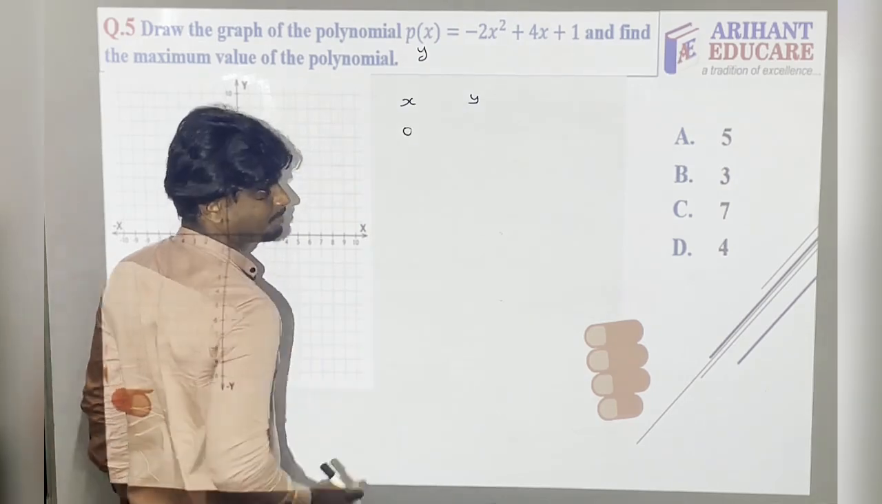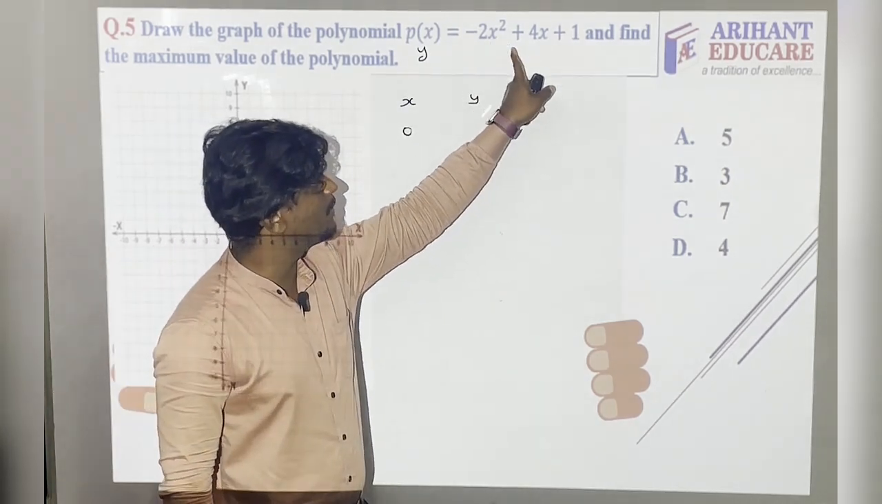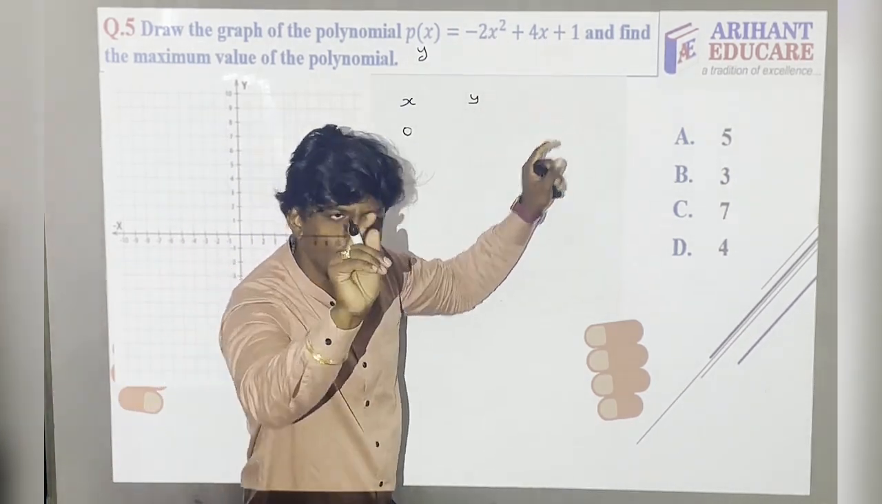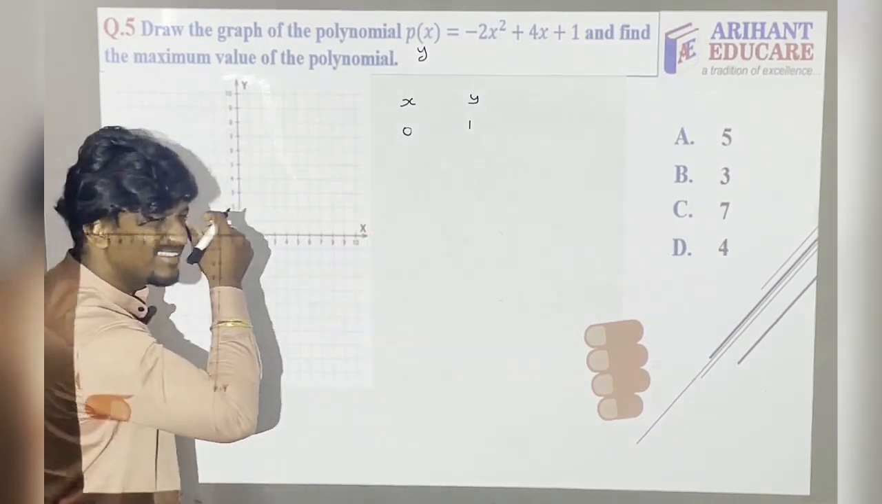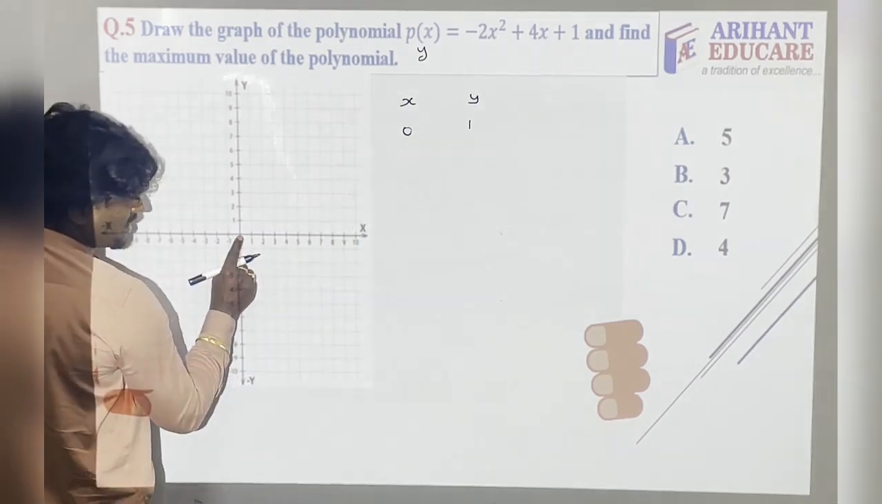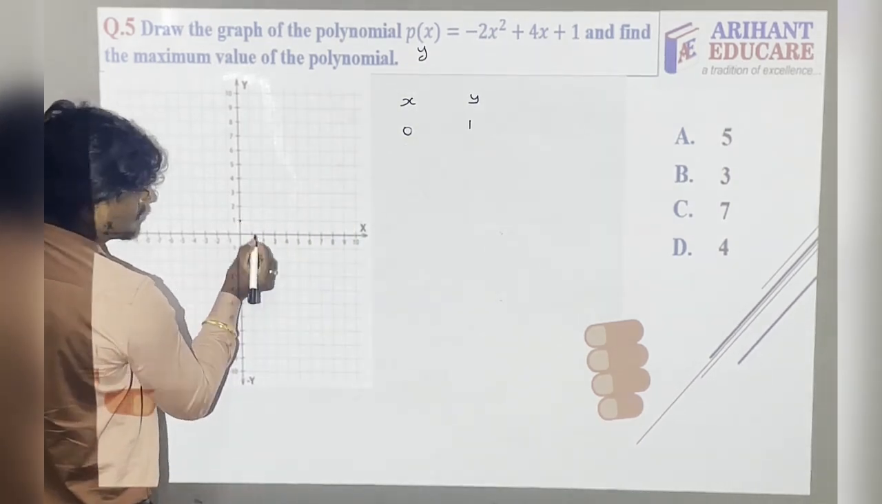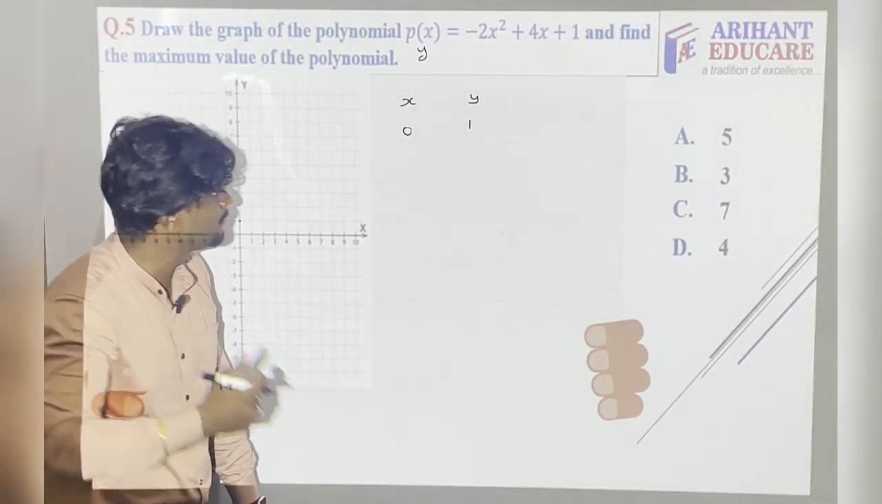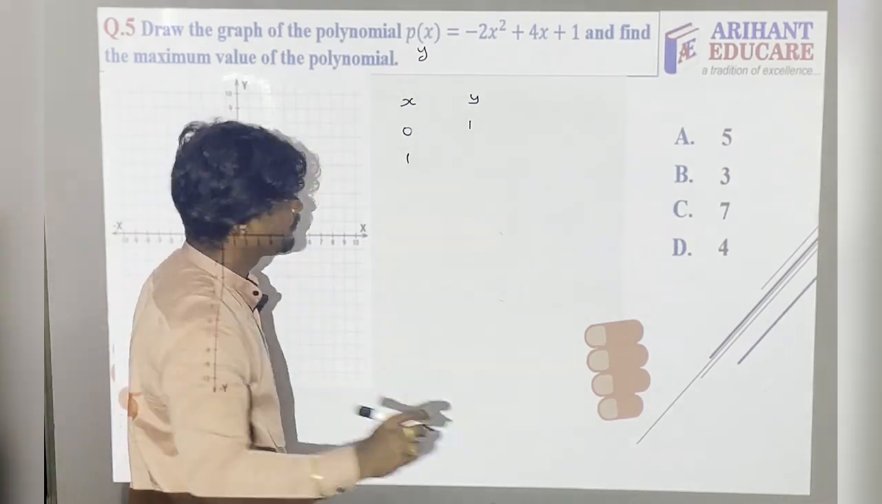When I put x as 0, minus 2 into 0 square plus 4 into 0, everything is 0, I'm just getting 1. So when I put x as 0, I'm getting 1. 0, 1, that is the first point. What is 0, 1? X axis is 0 and y axis is 1. This might be 0, 1. Right? Next one. Let me put x as 1.